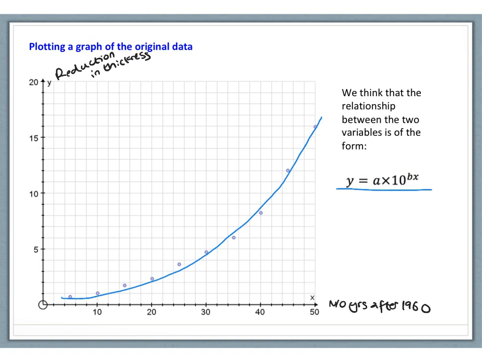So y this time is very clearly the reduction in thickness, x is the number of years after 1960, but we have some constants. Now, 10 is the base, so we are actually given the base in this example, but a and b are constants. And our aim is to find the values of a and b by doing something similar to the last example, where we reduce this to a linear format, plot a graph, and see if we can find the values of a and b from the straight line graph that we're going to use.